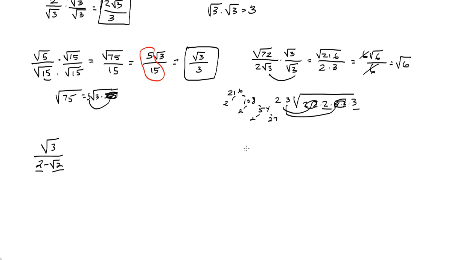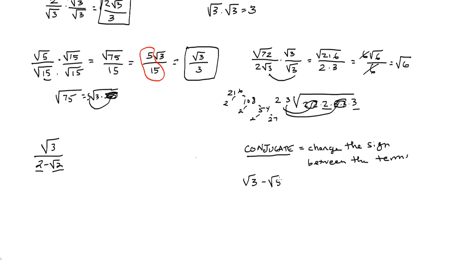And what we're going to do is multiply the top and bottom by something called the conjugate. And all the conjugate means is you change the sign between the terms. Okay? And I can do it with just about anything. If I had radical 3 minus radical 5, my conjugate would be radical 3 plus radical 5. If I had radical 6 plus 4, my conjugate would be radical 6 minus 4. Let's see how that helps us.